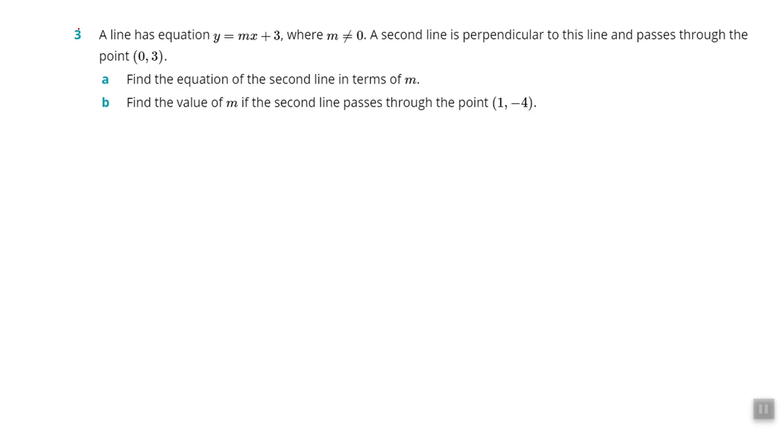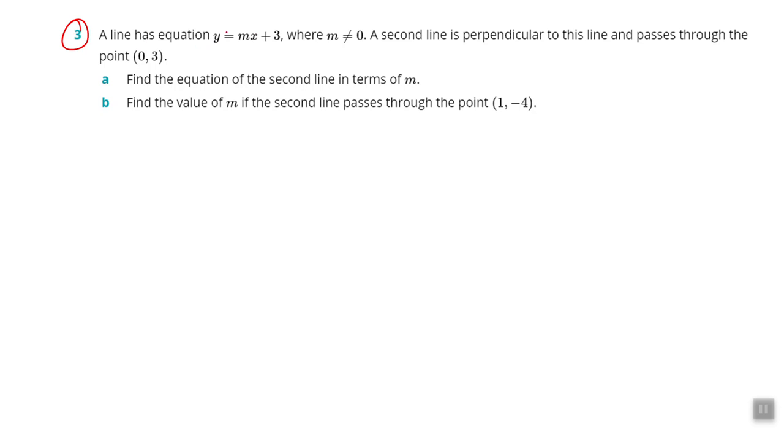This is for Year 11 Methods. We're going to look at question 3 from exercise 2F. So these are questions which you can start to do using your CAS calculator. I'm going to do this by hand because I don't have a calculator on my computer, so I'll show you how to do it both ways.